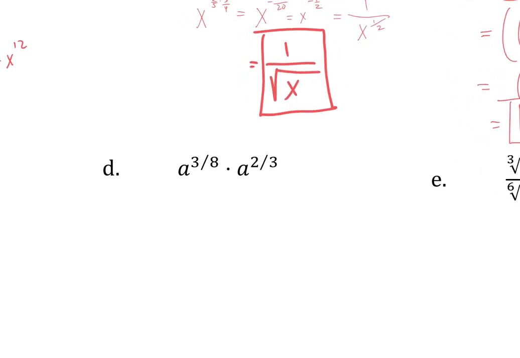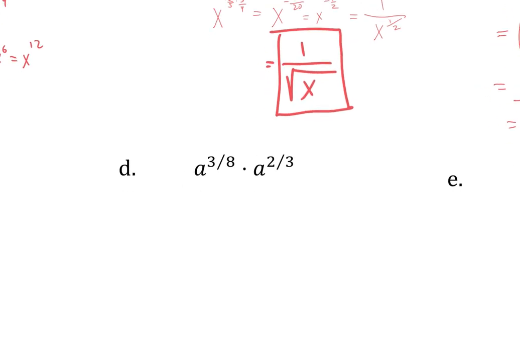Cruising along. When we multiply powers, we add the exponents. So this is a to the 3/8 plus 2/3. Well, now we got to remember, how do we add 3/8 and 2/3? Well, we need a common denominator. So a common denominator is going to be 24.